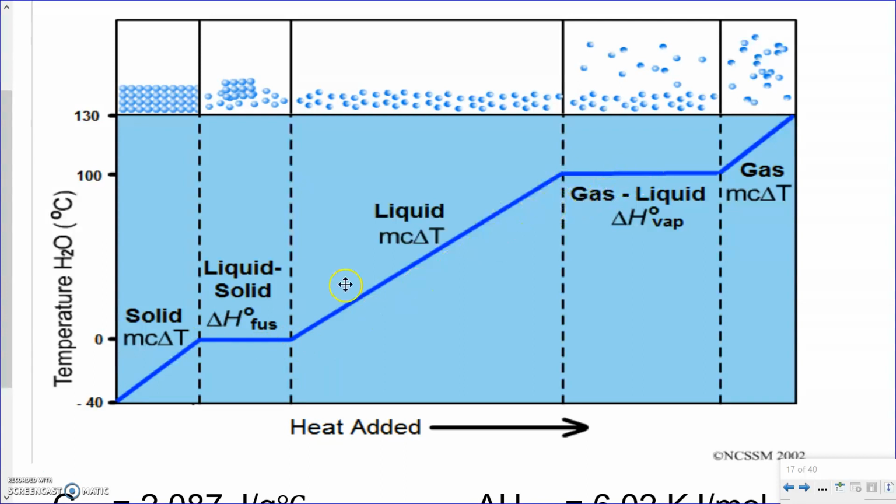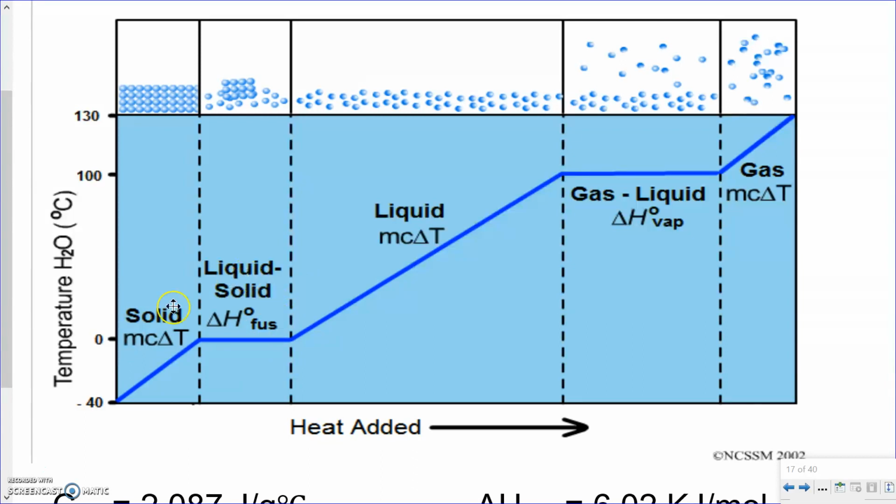And also remember what's going on. On our verticals, temperature is changing because energy is being absorbed and turned into kinetic energy. Down here on our horizontals, energy is being used to break intermolecular forces. So two different processes and therefore two different equations that we have to use.